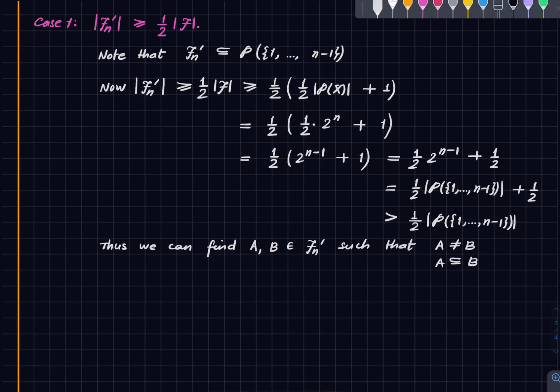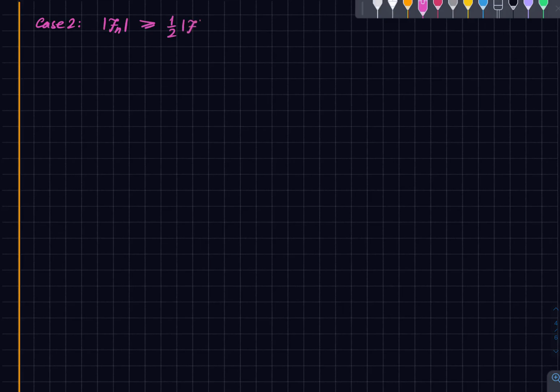And any two members of Fn prime are, after all, members of F. So once we have found two distinct members in Fn prime with this property, the same two elements also exhibit containment in the larger set F, and that's a contradiction because we had assumed that F was a counterexample. So this is a contradiction. So case 1 leads to a contradiction. Now we will deal with case 2. Case 2 is slightly more interesting. Case 2 is that this is at least half of F.